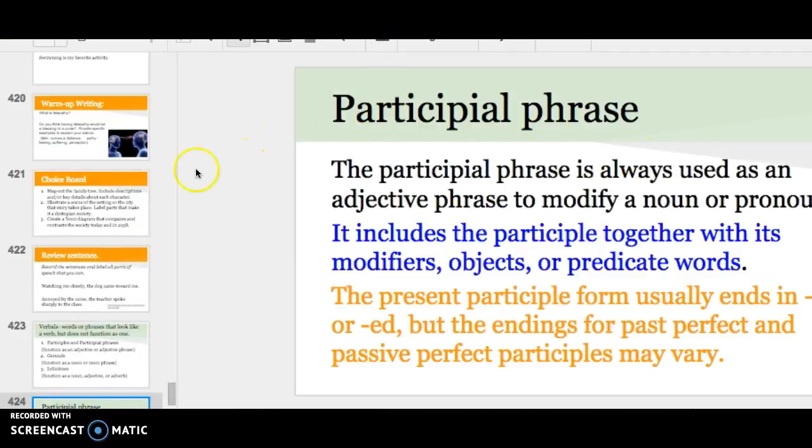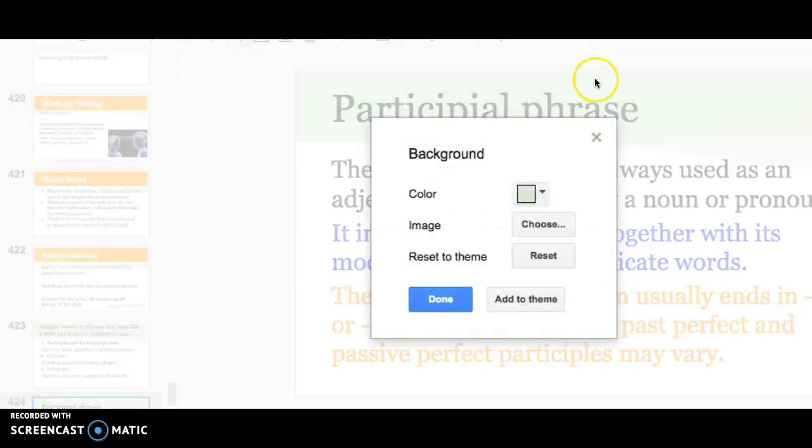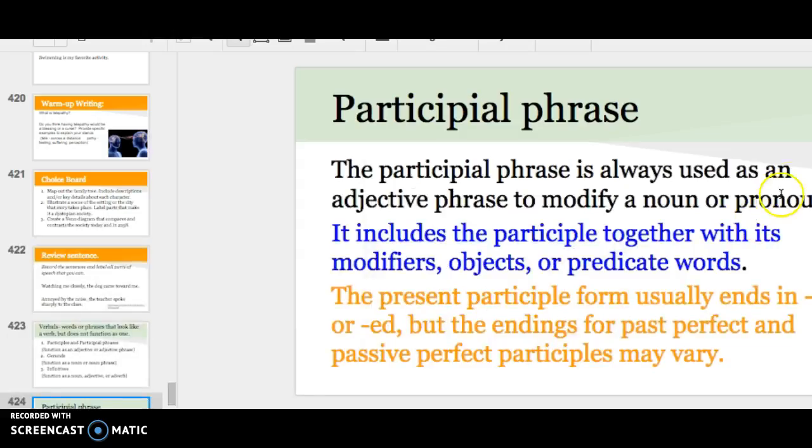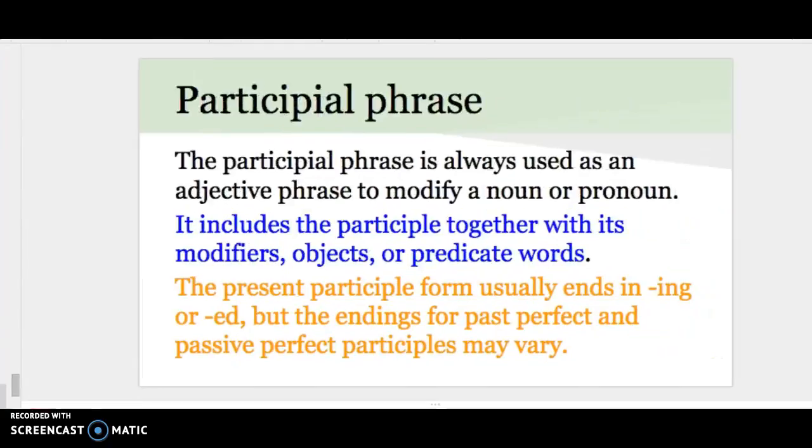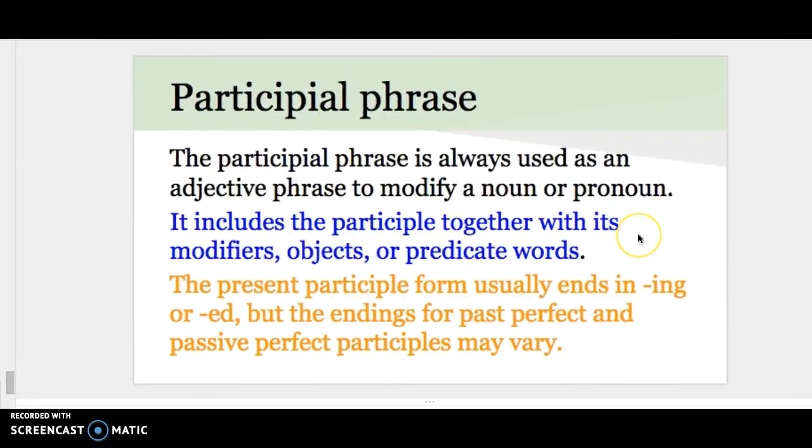So if we return back to our lesson here, that would be what a participle and participle phrase is. Now you could go ahead and try to select the correct answers as you do in Level J, R.1 for your assignment.